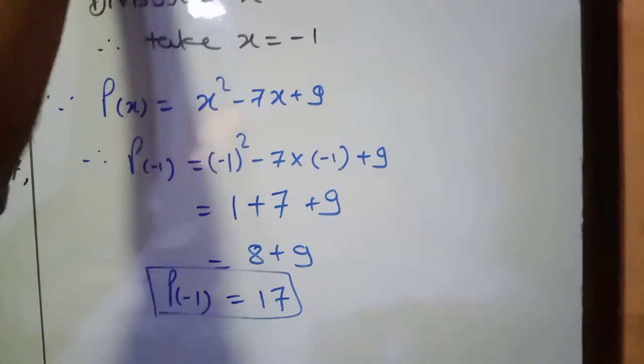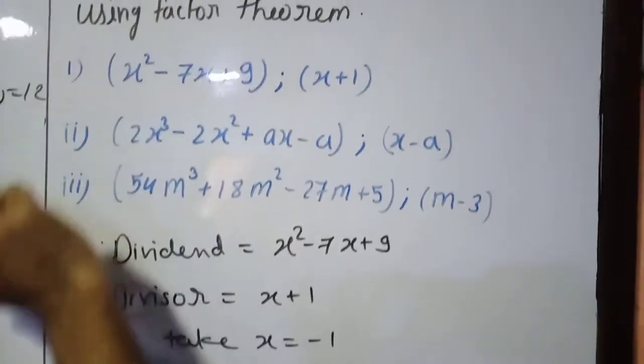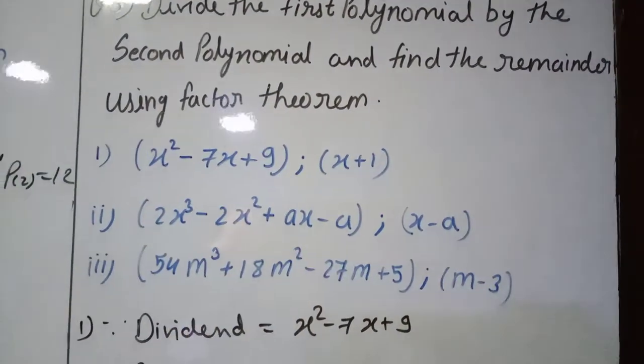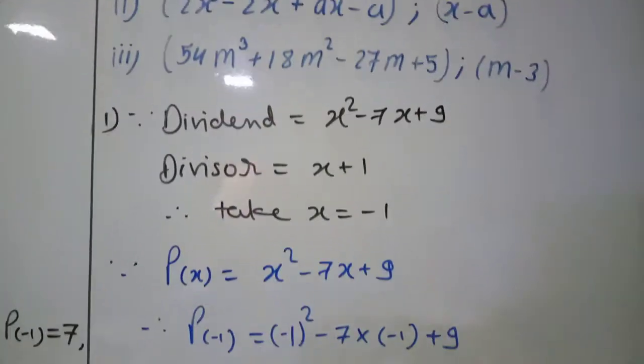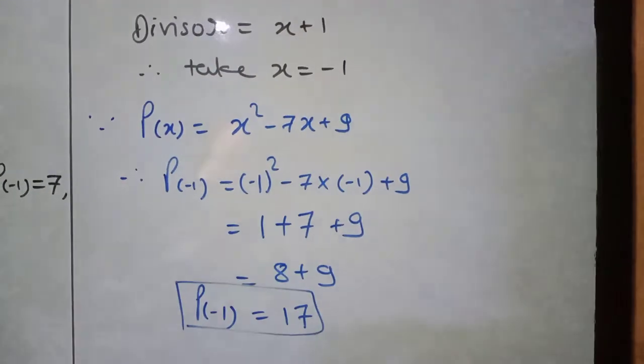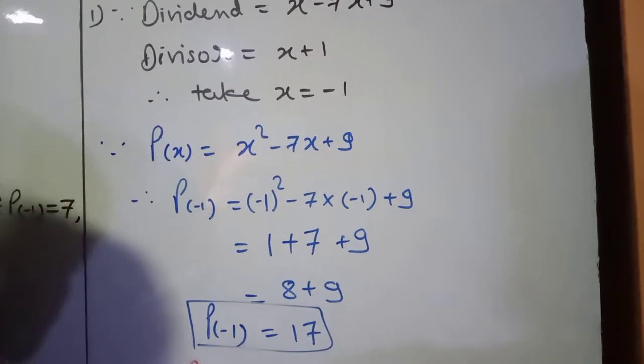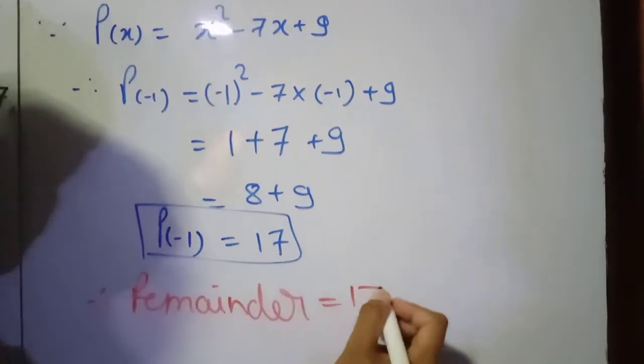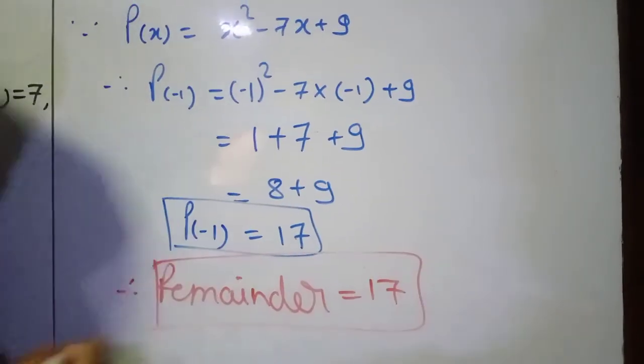And now they are asking to divide by the second polynomial and find the remainder using the factor theorem. So whatever we are getting, this is nothing else, that is the remainder. Therefore remainder is equal to 17.